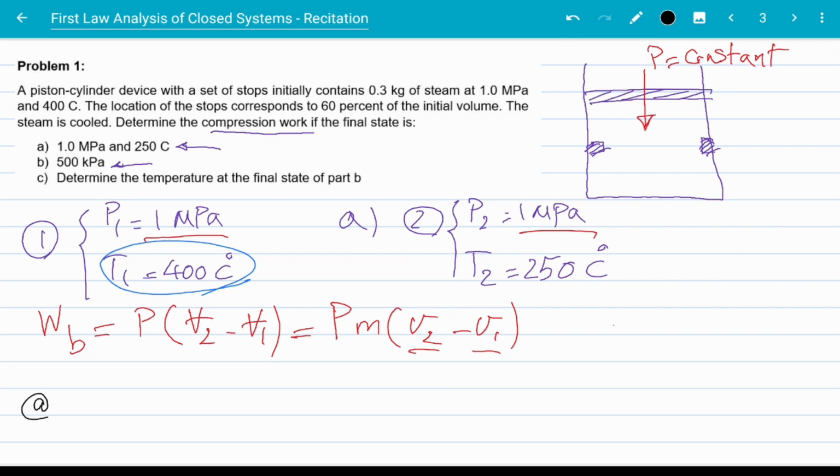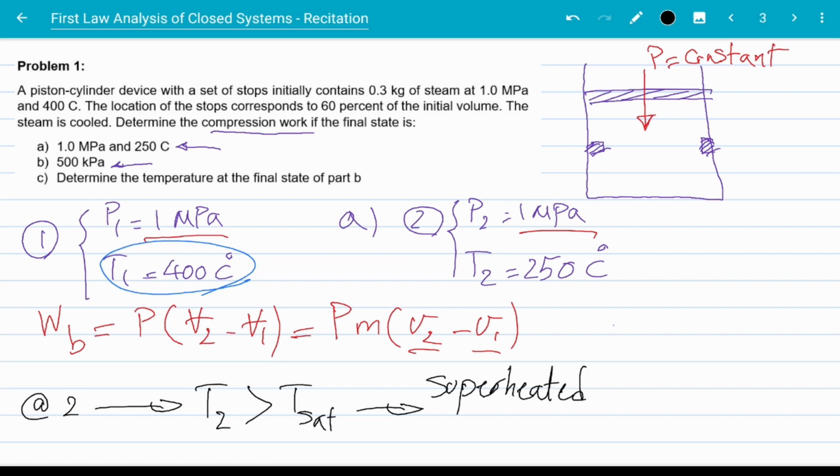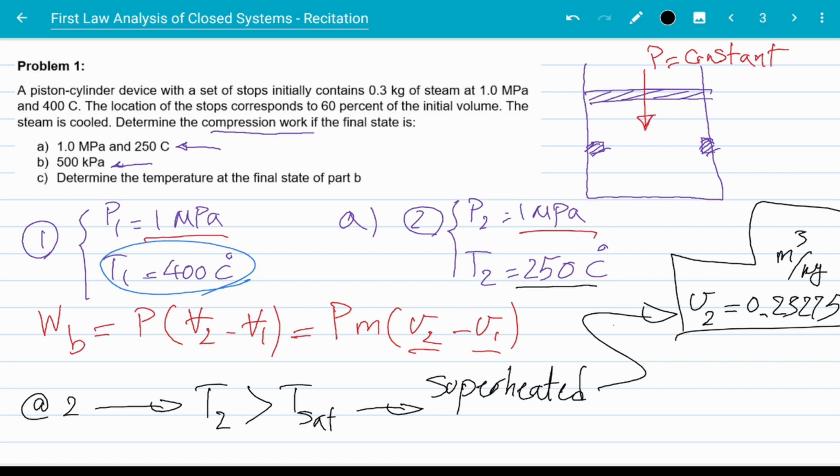Okay, at final state, again, we have the same pressure, so I can check the final temperature against the saturation temperature again. I can see that the final temperature is still larger than the saturation temperature at 1 megapascal, so we're still superheated at final state. So I can go read the tables for the pressure of 1 megapascals and the temperature of 250 degrees and see that the final specific volume is 0.23275 meters cubed per kilogram.